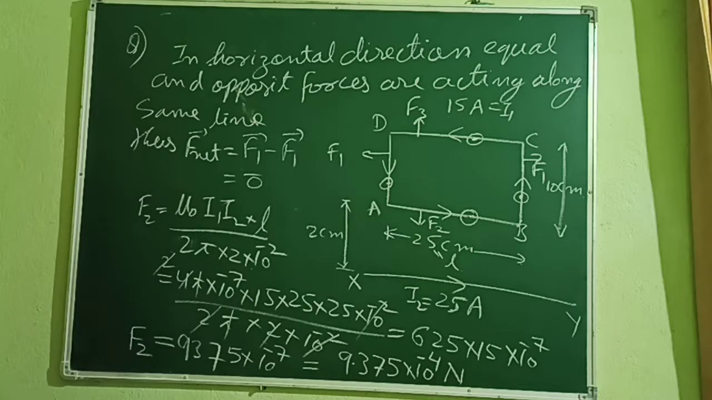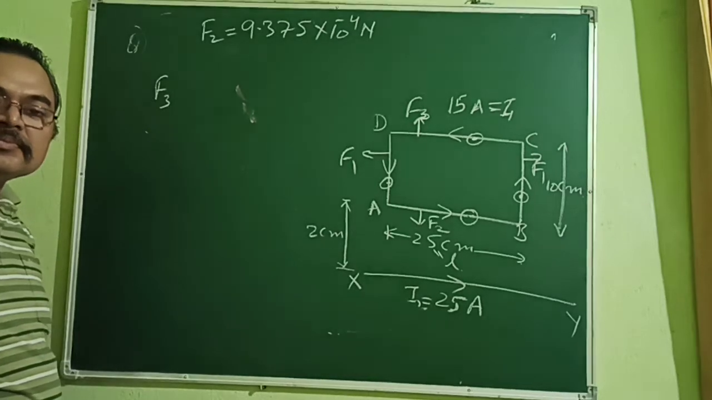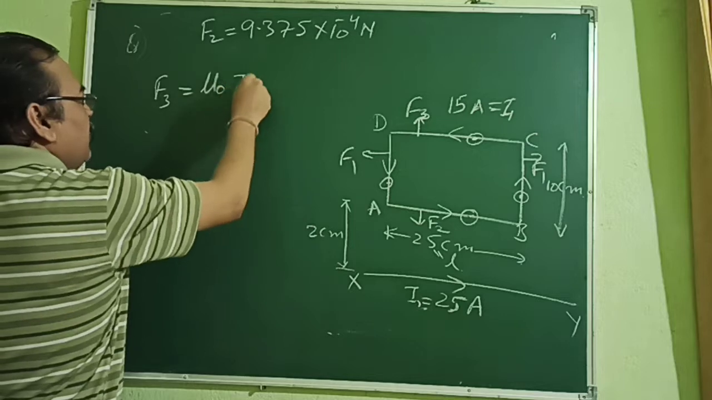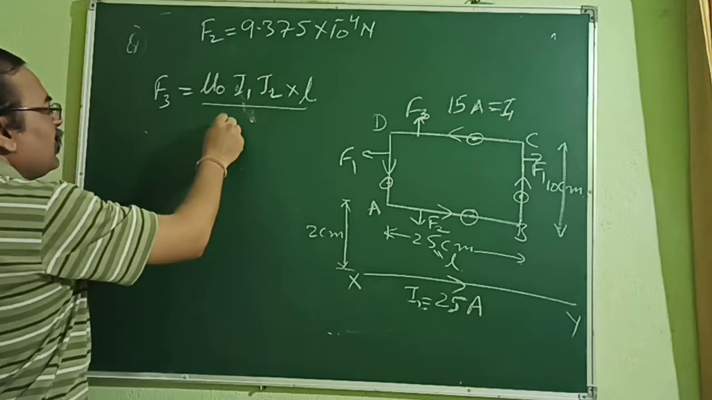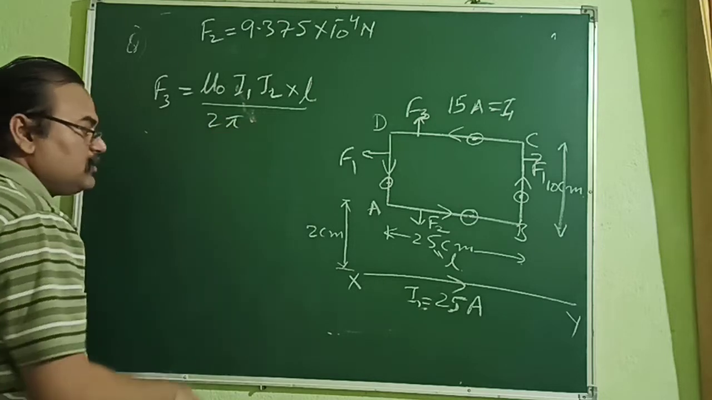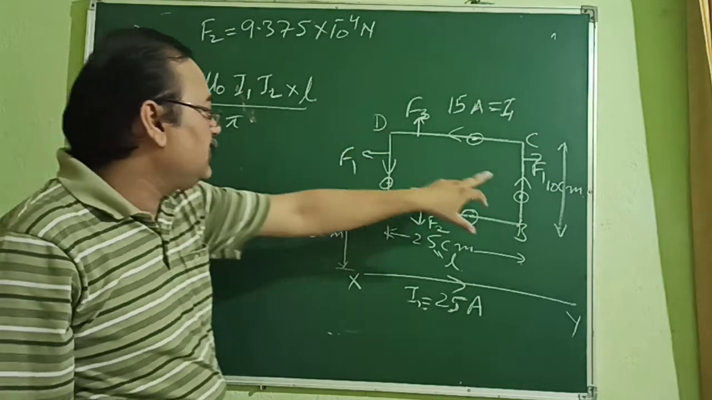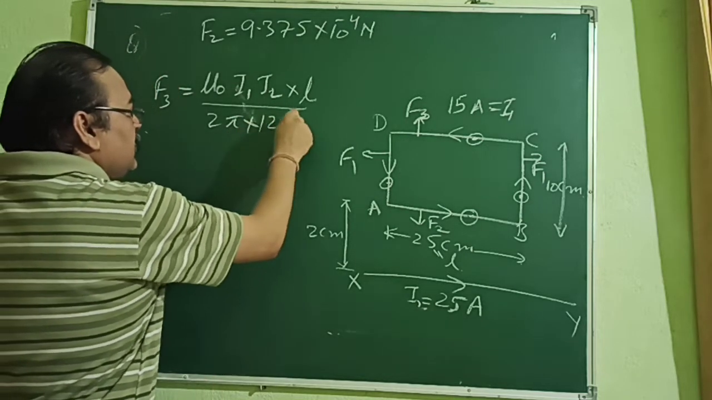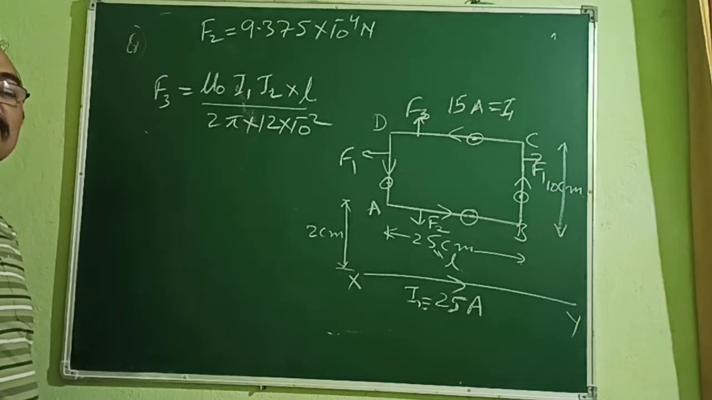Now we can go to the second part, that is to find the value of F3. For F3 again we write the same formula, mu naught I1 I2 into the length of the conductor L, upon 2 pi into distance. What is the distance from here to here? From here to here it is 2 centimeter, and this is 10 centimeter, so the total distance is 12 centimeter. So we can write 12 into 10 raised to the power minus 2, to convert from centimeter to meter.